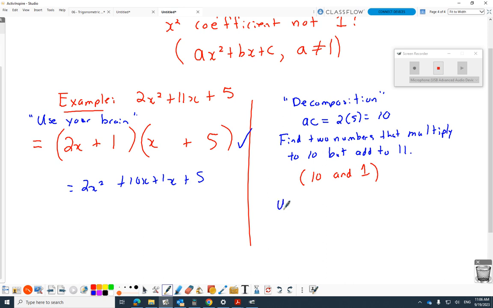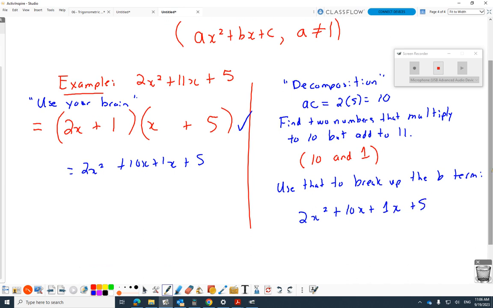Use that to break up the b term. So I'm going to write 2x squared plus 10x plus 1x plus 5. Completely mysterious until I say this. I've done one step of the unfoiling here. This procedure allows me to unfoil this thing and find out what it was before someone put the middle terms together.